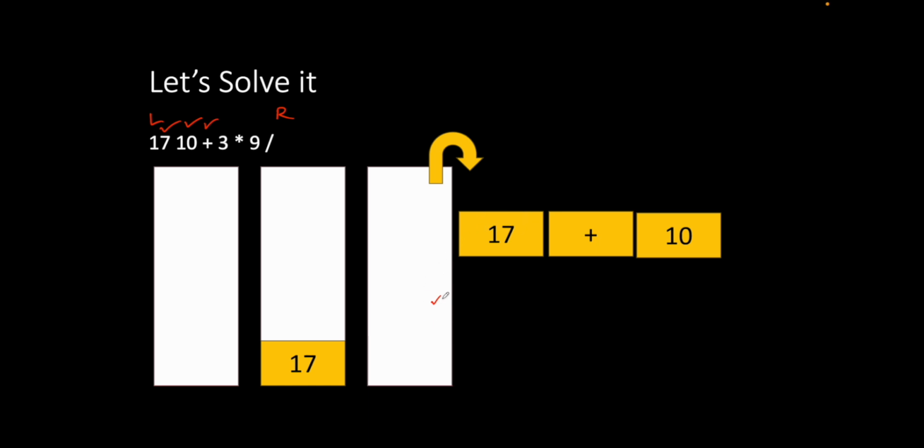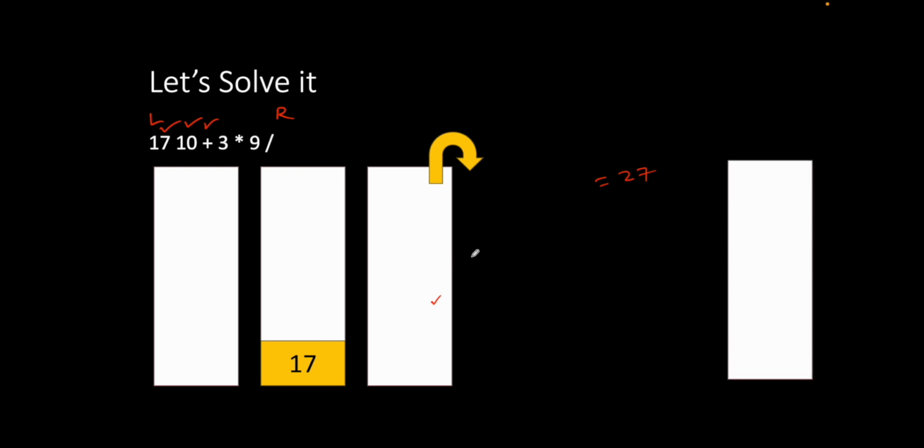Now my stack is empty, right? Because 2 elements were there, and I have popped both of them. Now I have to do the arithmetic operation here. The arithmetic operation is 17 plus 10, which is equal to 27. Since the stack is empty, I will insert this 27 into my stack here. So 27 is inserted into the stack. Let us continue. The statement is not completed yet, and there are more elements.